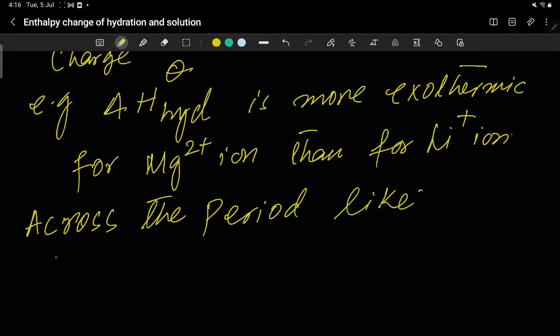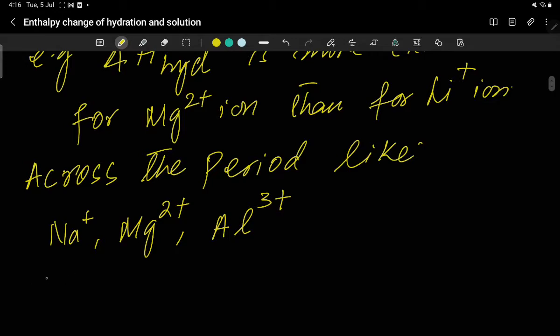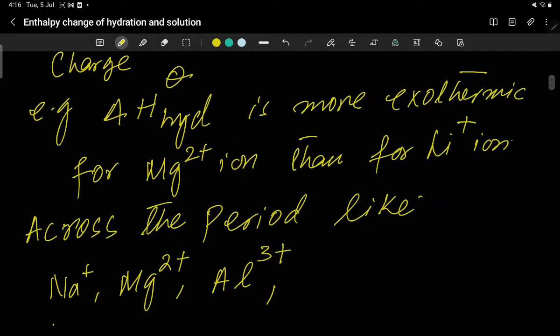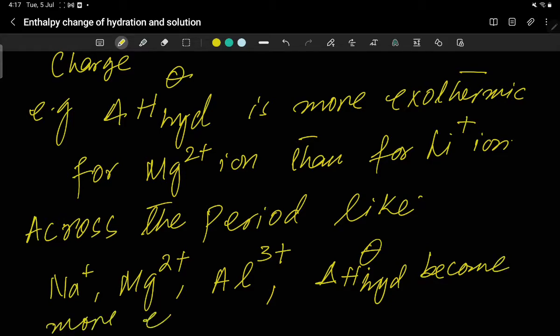like sodium ion, magnesium ion, aluminium ion, delta H hydration becomes more exothermic.